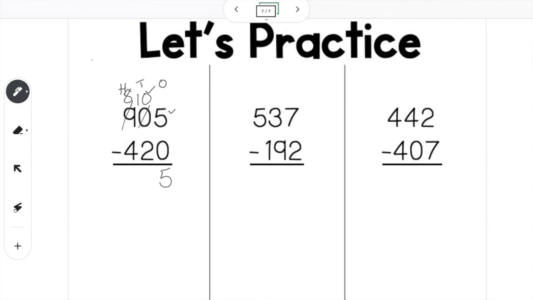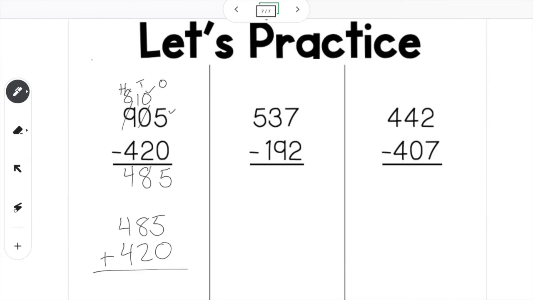So 10 minus 2 is going to be 8, and then 8 minus 4 is going to be 4. So that means the answer to this question is 485. Now, if I want to add to check, I can. So 485 plus 420, my answer should be 905.